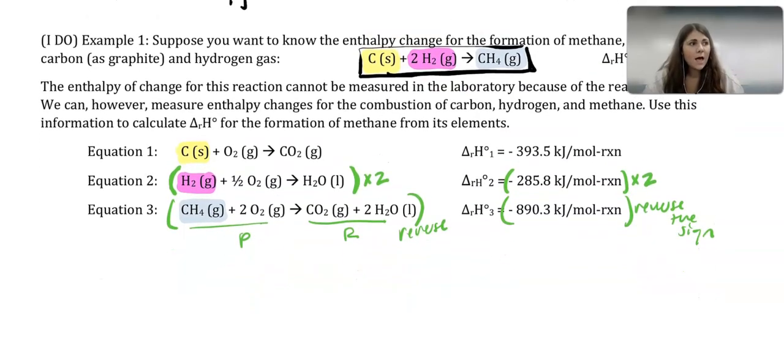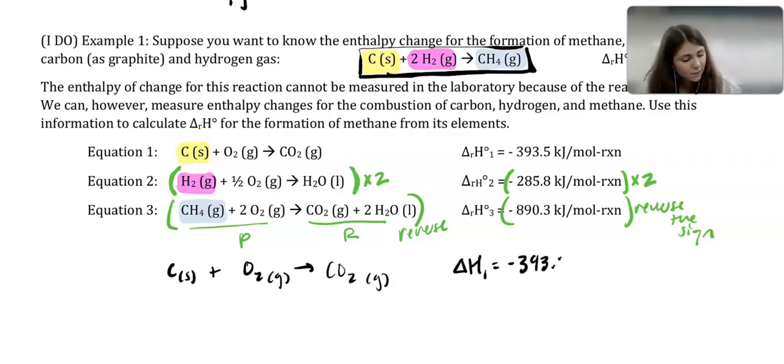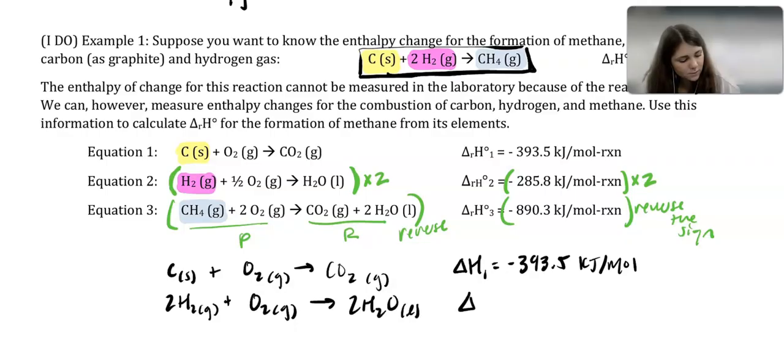So I'm going to rewrite all of those equations below how I manipulated them. So here, equation 1 stayed how it was. And I will note, watching your states of matter is very important. Here, because I did not do anything to change equation 1, I will leave it exactly how it is. This one I multiplied by 2. So everything needs to be multiplied by 2. So my delta H2, or the equation 2, changes to negative 571.6 kilojoules per mole.